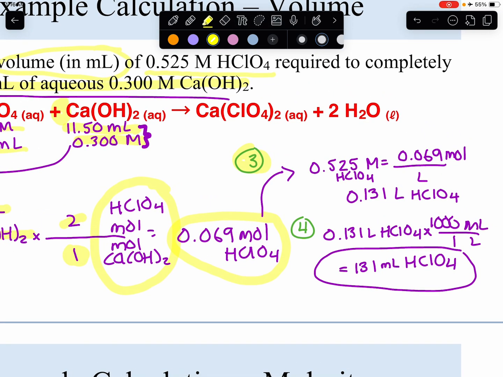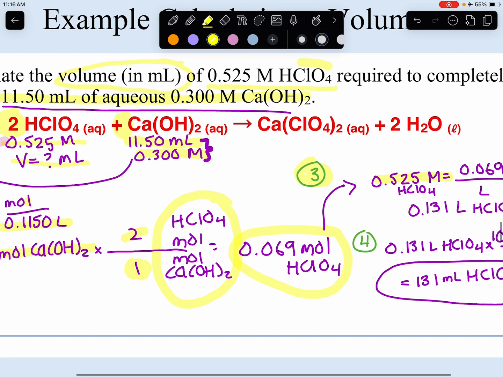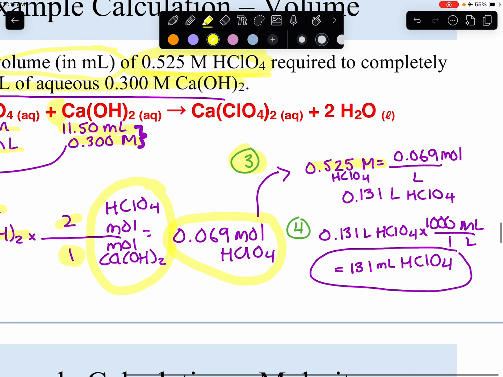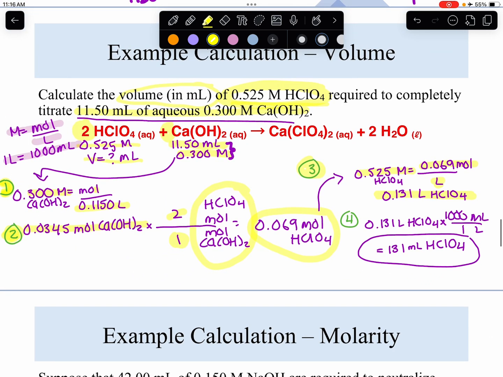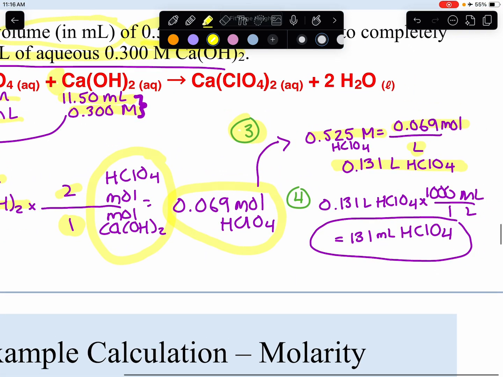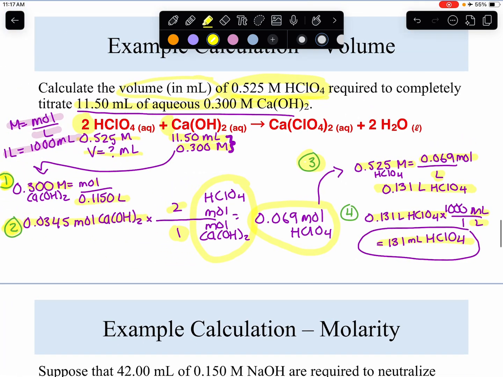Now I used my molarity given in the initial problem, and I was solving for liters here. I used the moles I just solved for and solved for my liters. The last final step is asking for this in milliliters, so I converted from liters using the milliliter to liter conversion and ended up with 131 milliliters of HClO4. Okay?